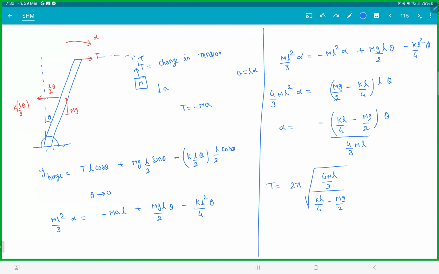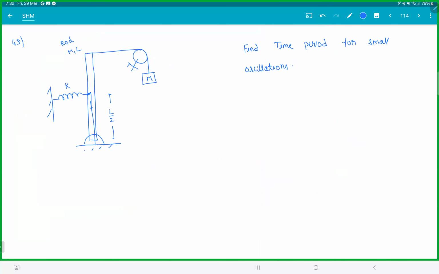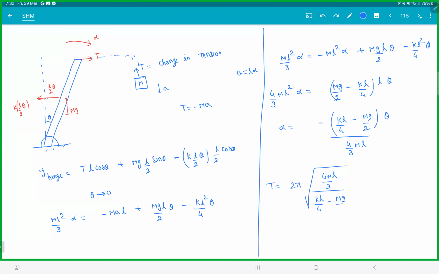So for the block, you don't write mg, but for the rod you will write it, because initially when the rod is vertical, the mg is passing through the hinge, there is no torque. Like I said, you always write the change in forces and change in torques. When you displace by theta, the spring will generate a torque, the tension will generate torque. Now mg is also generating a torque.